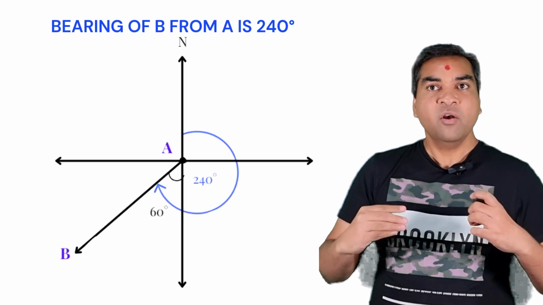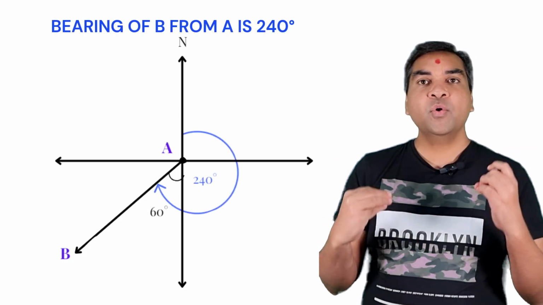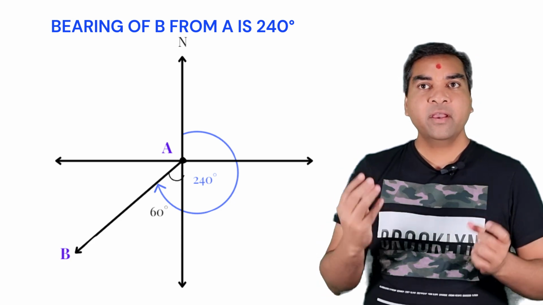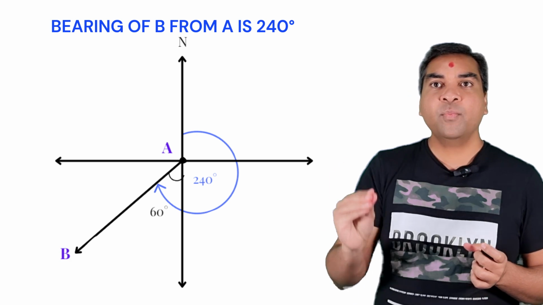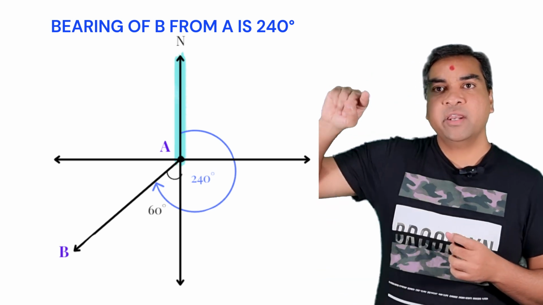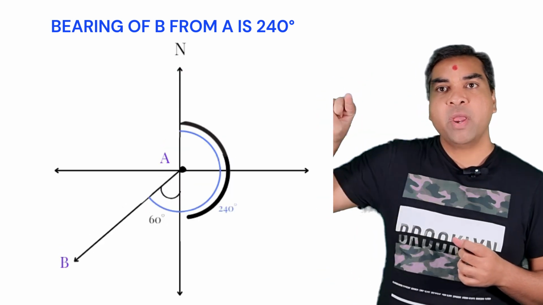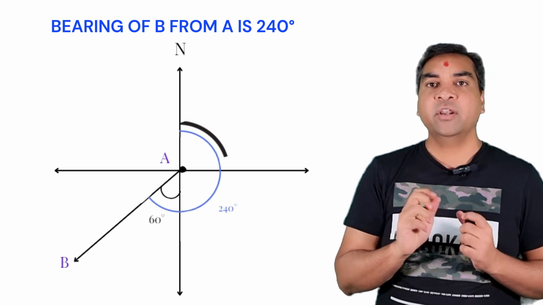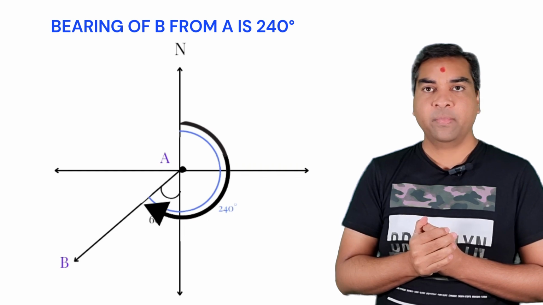We will consider a second scenario to understand switch bearing properly. So let us say bearing of B from A is 240 degree. As we said, at A, I'm going to make my north axis. And then in a clockwise direction, I'll make a 240 degree angle, and that's the direction my point B will go.